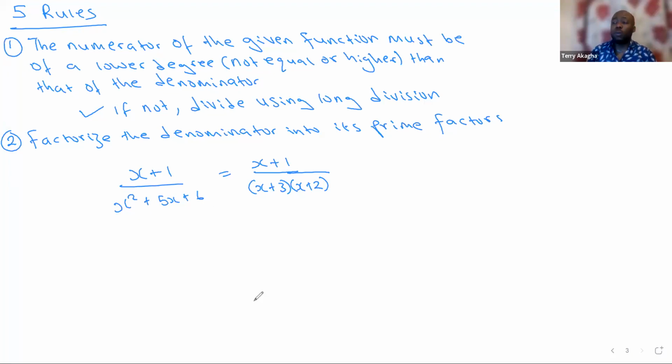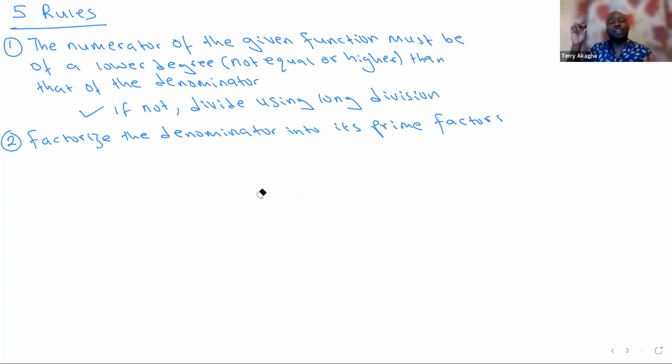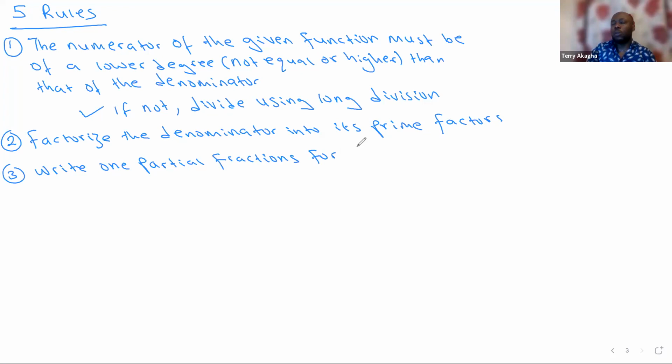All right. So when you're done with this, the next step is to write the partial fractions, or you better say, write one partial fraction for each of the prime factors used.